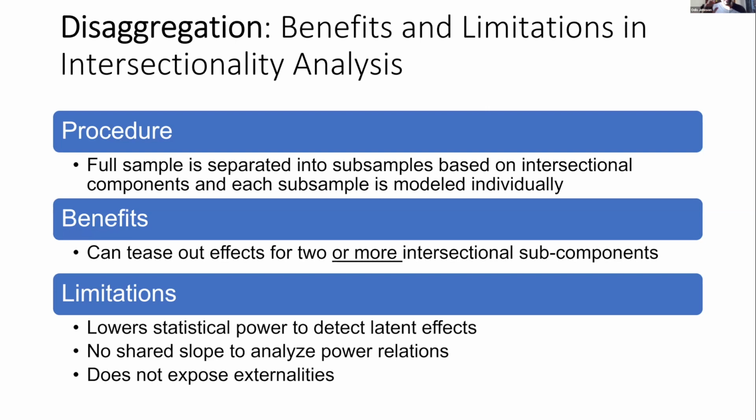And we can tease out effects for two or more intersectional subcomponents, right? Race, gender, ethnicity, gender, whatever the other categories may be. But the limitations is that it lowers statistical power to detect latent effects. There's no shared slope for analyzing power relations, and it does not expose externalities.